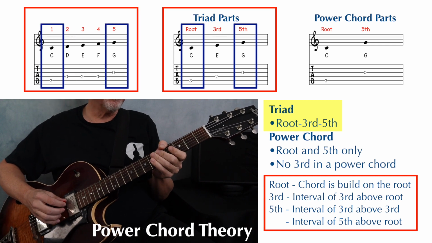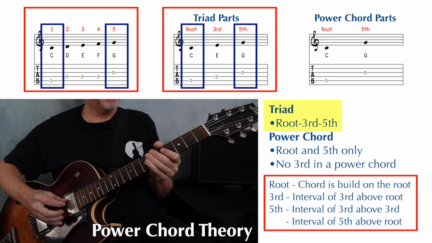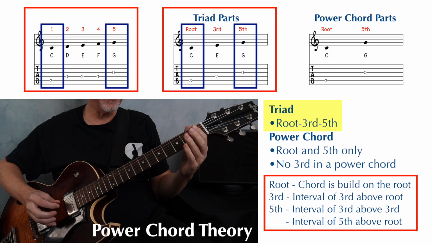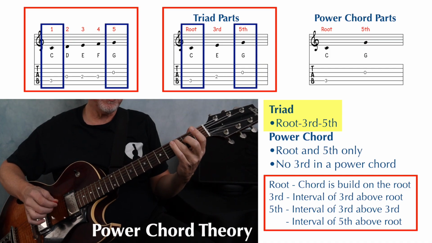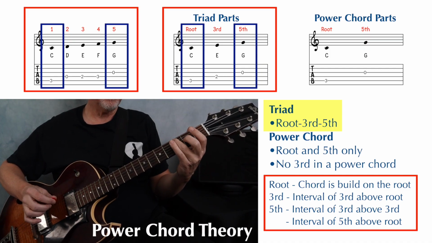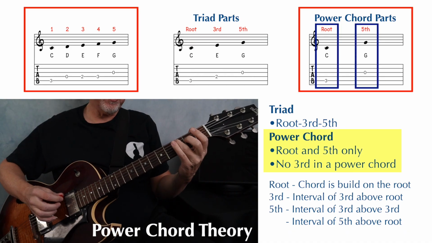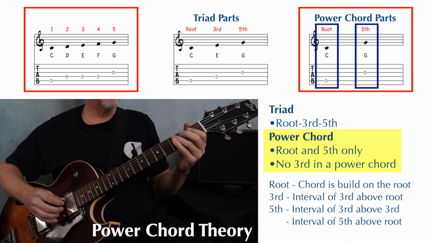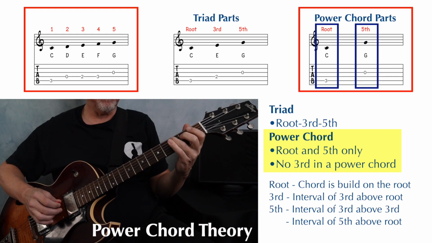The fifth is also the interval of a fifth above the root. C, D, E, F, G, 1, 2, 3, 4, 5. So C to G is a fifth. Now there is no third in a power chord. A power chord only includes a root and a fifth.